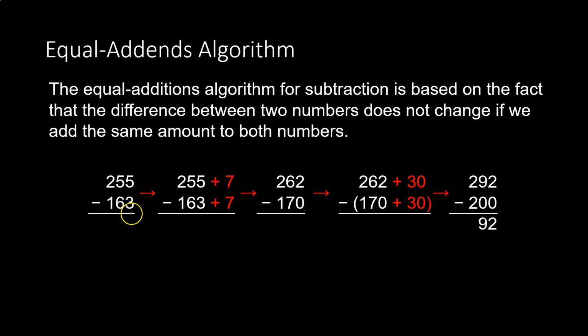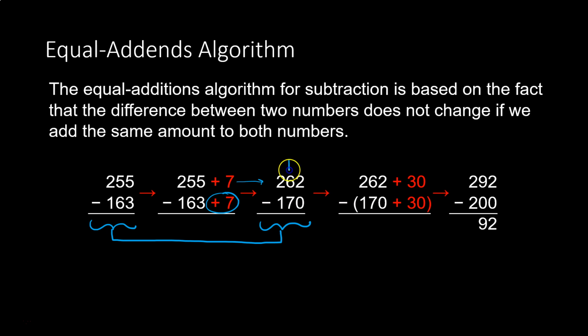Looking at 163, I can tell that adding 7 to this number will earn a 0 in the units place of that number. So if I add 7 to 163, that becomes 170. But remember, if I'm adding it to the bottom number, I need to also add it to the top. So adding 7 to 255 turns that into 262. Now, the original problem was 255 minus 163. That problem will have the same answer as 262 minus 170.